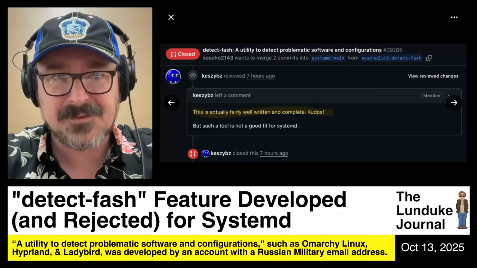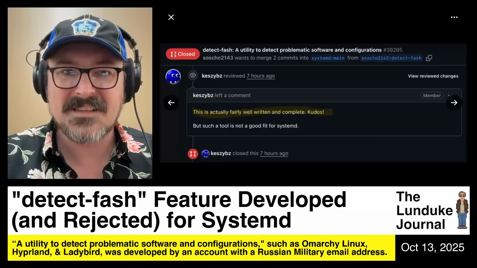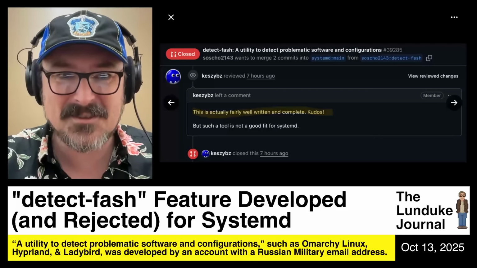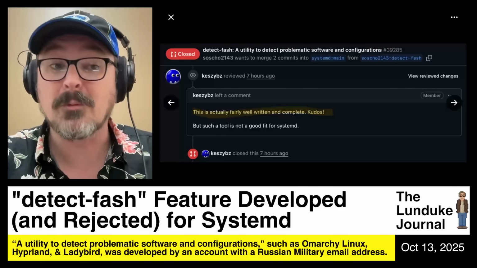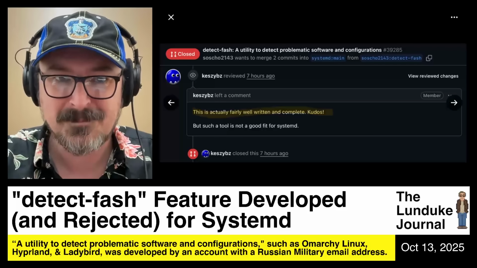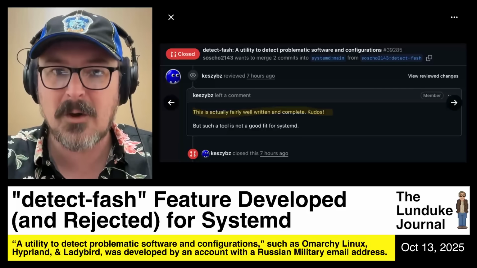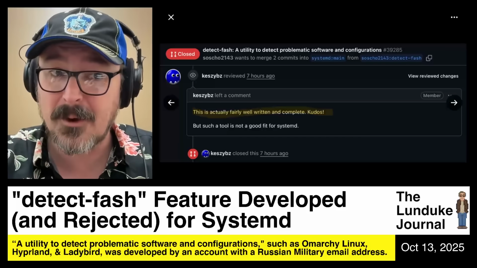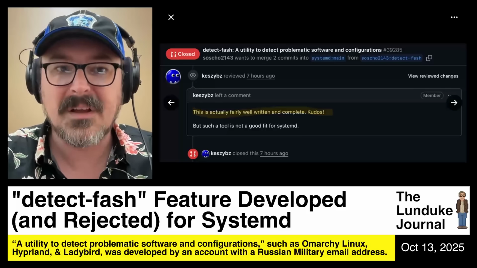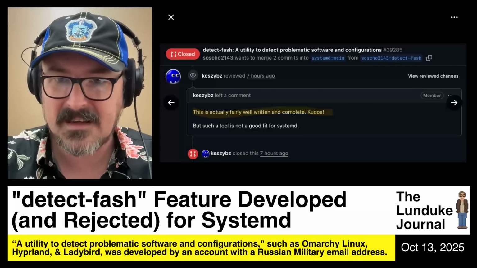Now, just to say this flat out, this is not making it into System D. One of the System D maintainers and developers hopped in, reviewed the code, and posted the following quote: "This is actually fairly well written and complete. Kudos! But such a tool is not a good fit for System D." And then he closed it out.